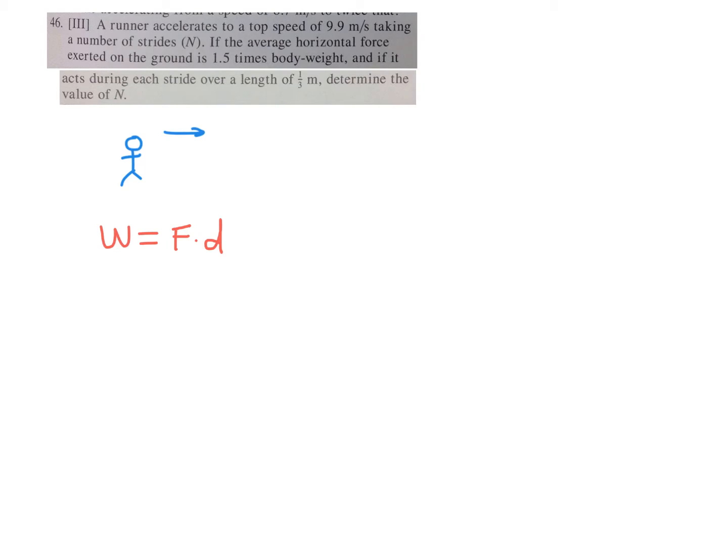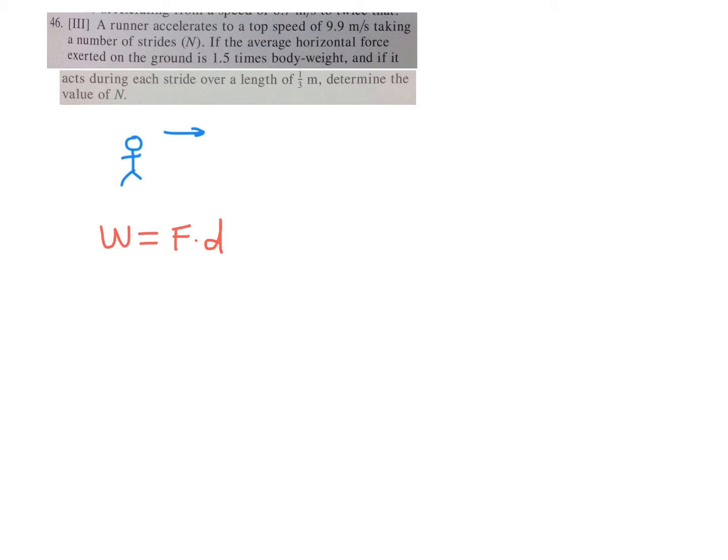the angle between those two quantities is 0. Cosine of 0 is 1, so it's just work equals force times distance. Now, the runner is going to gain kinetic energy because they did work. She or he did work. So the initial kinetic energy, if you start from rest, is 0. The final kinetic energy is the change in kinetic energy.